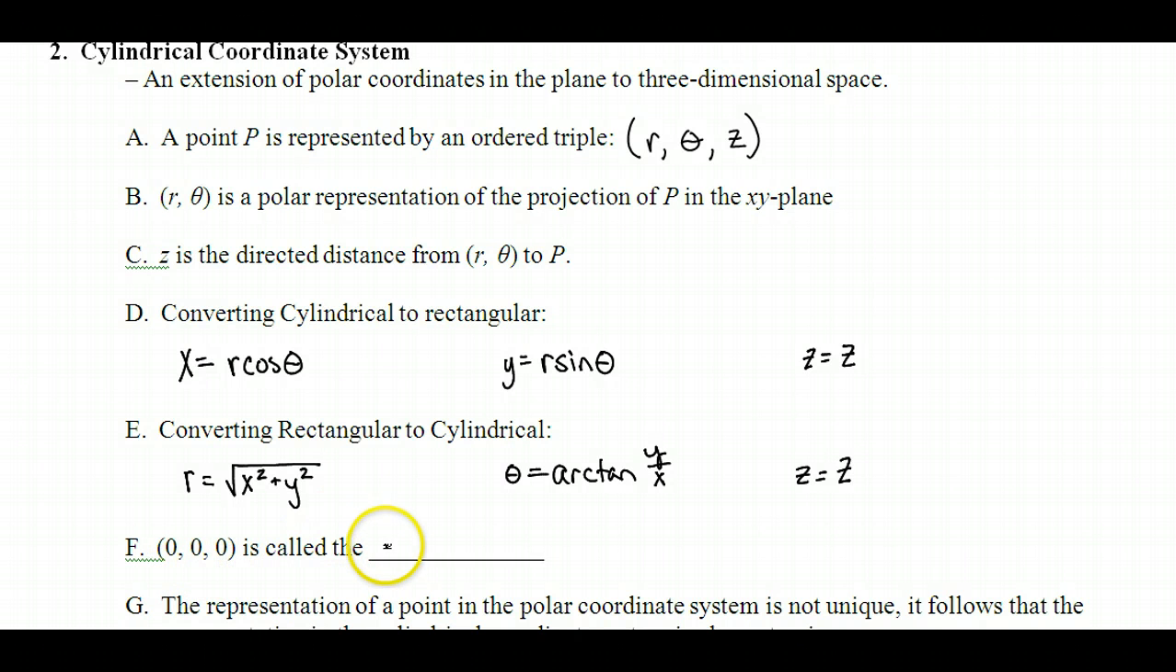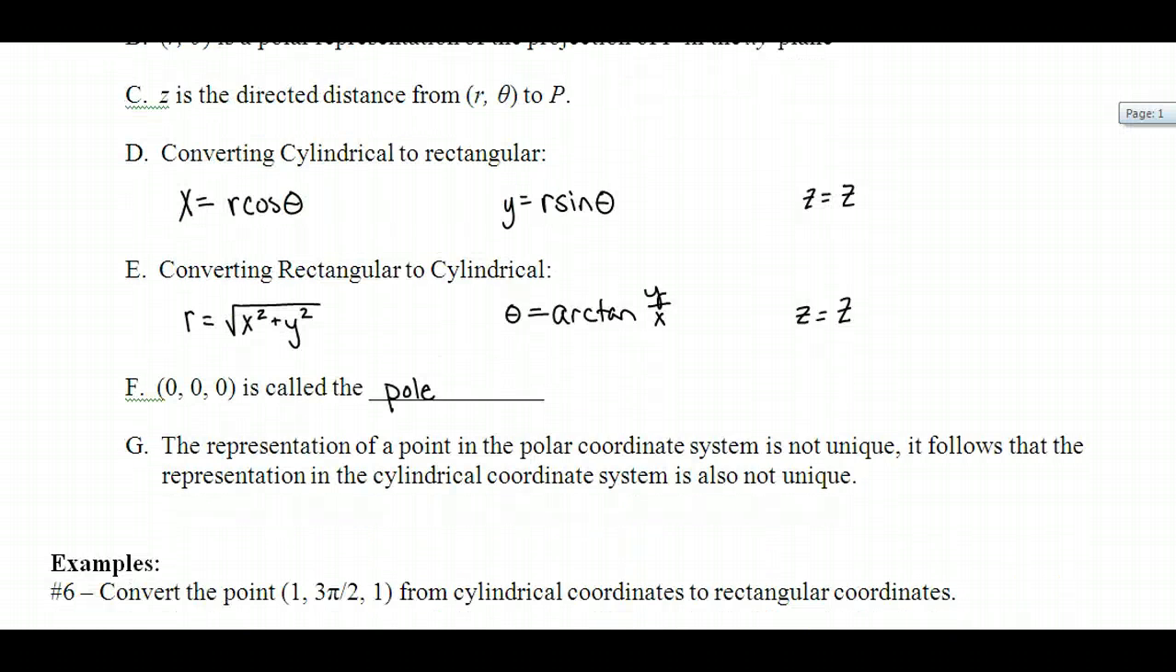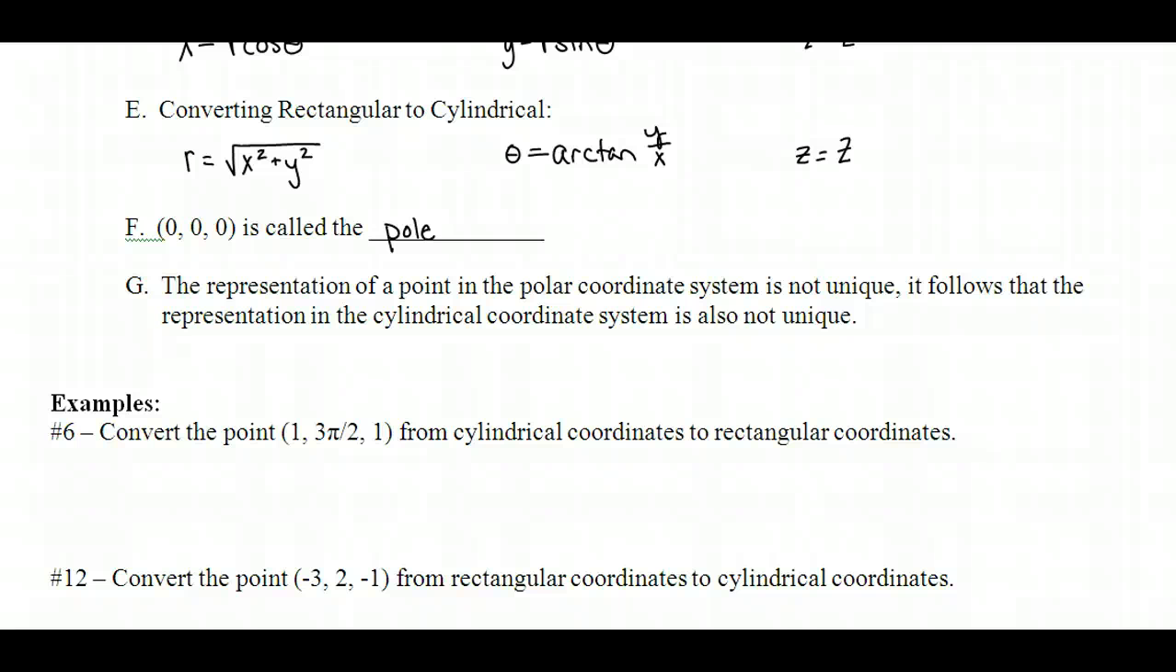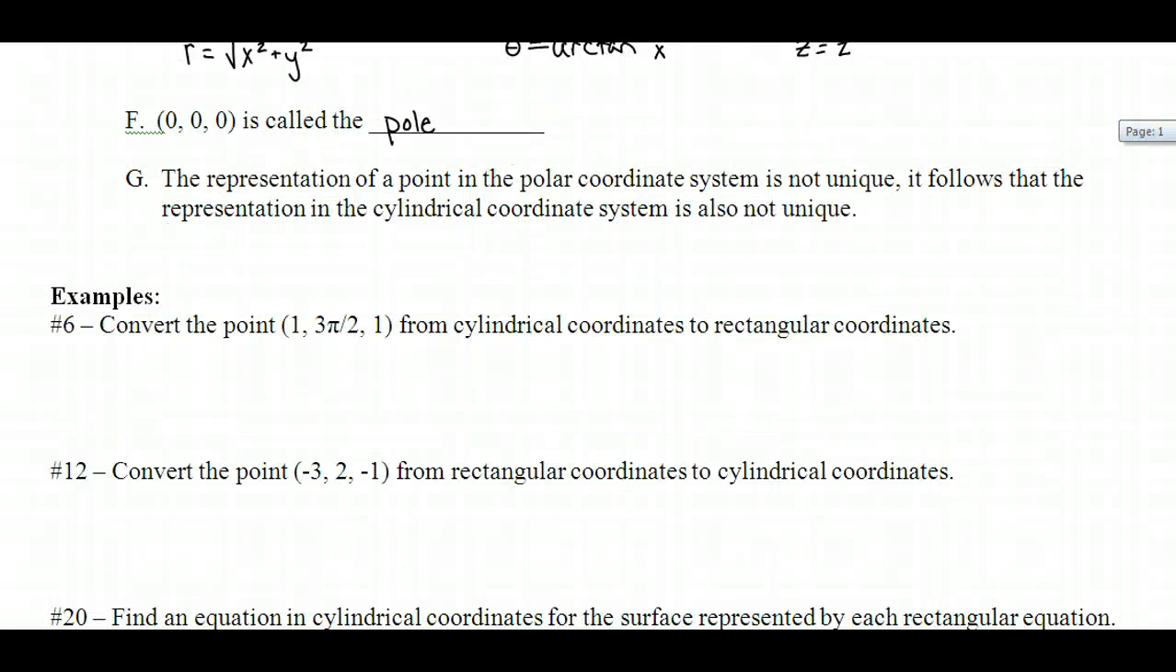0, 0, 0 is still called the pole, just like in our two-dimensional sense, 0, 0 was the pole. And the representation of a point in the polar coordinate system is not unique. Remember, if it's not unique, it means there can be more than one correct answer. It follows that the representation in the cylindrical coordinate system is also not going to be unique. So there are lots of different ways that we can represent the same point.